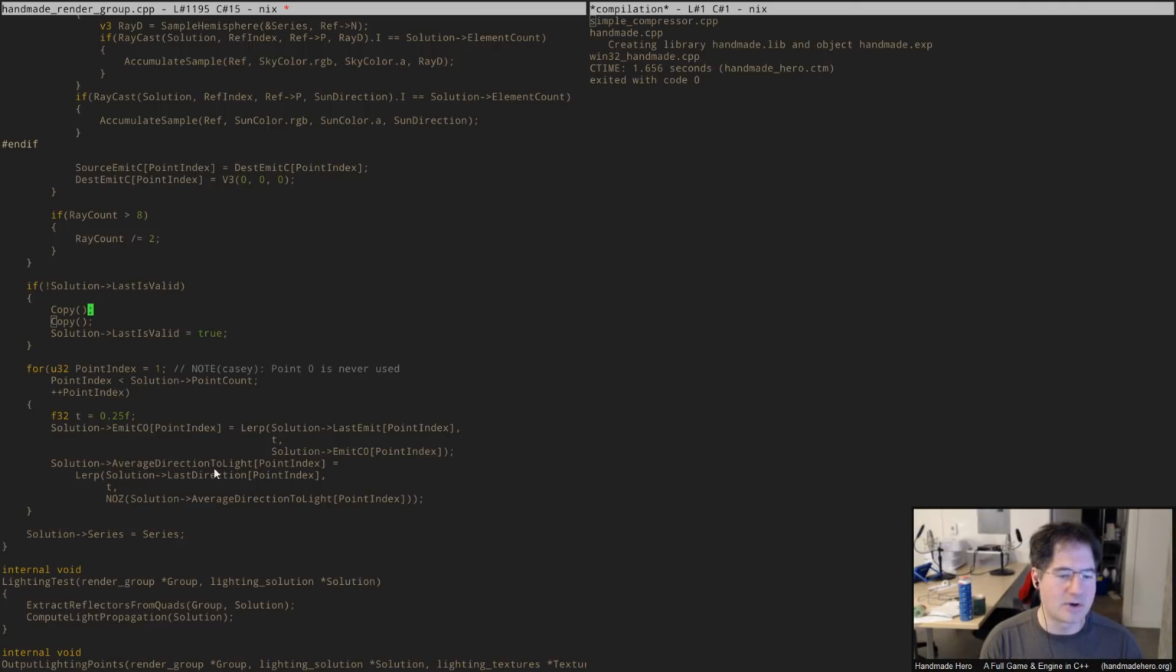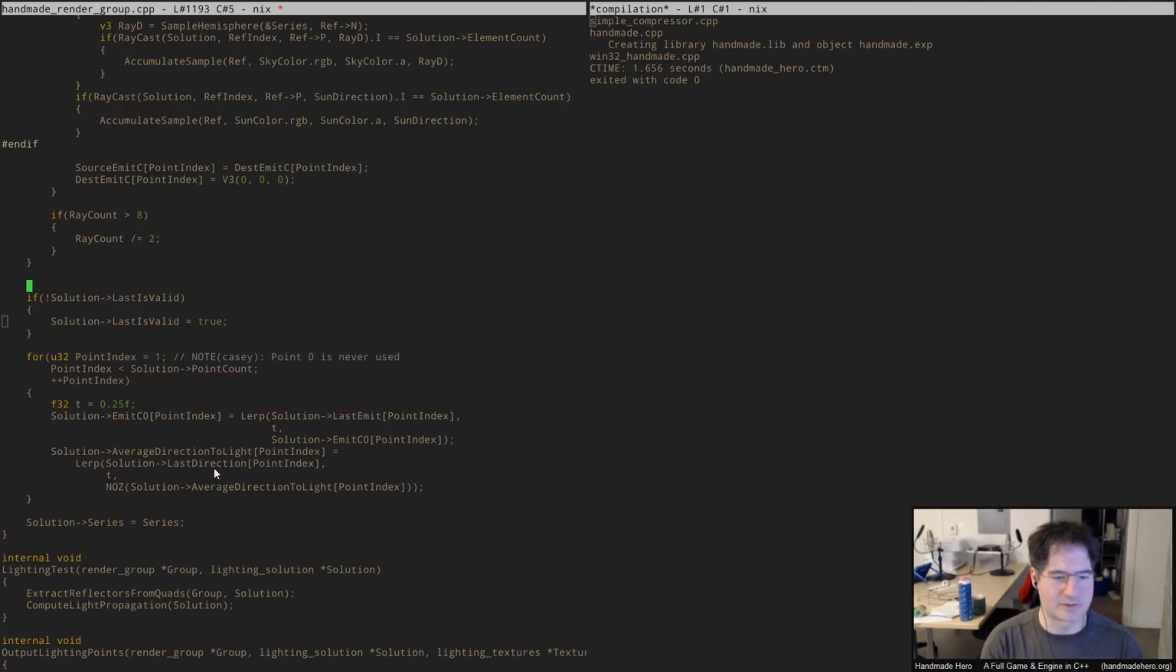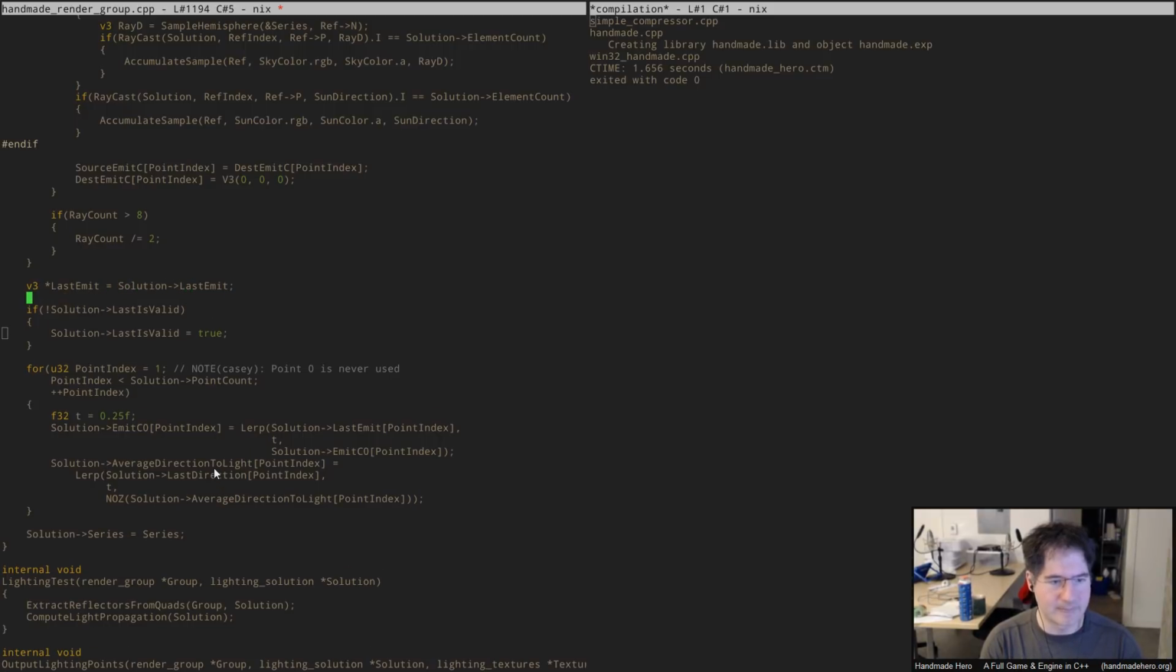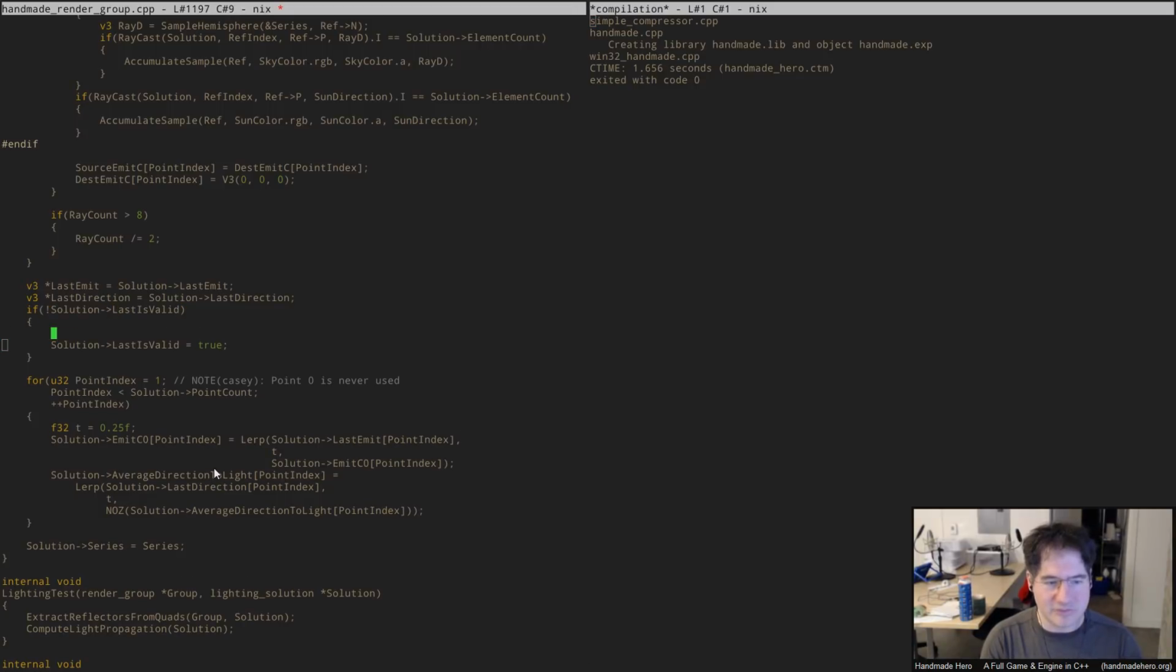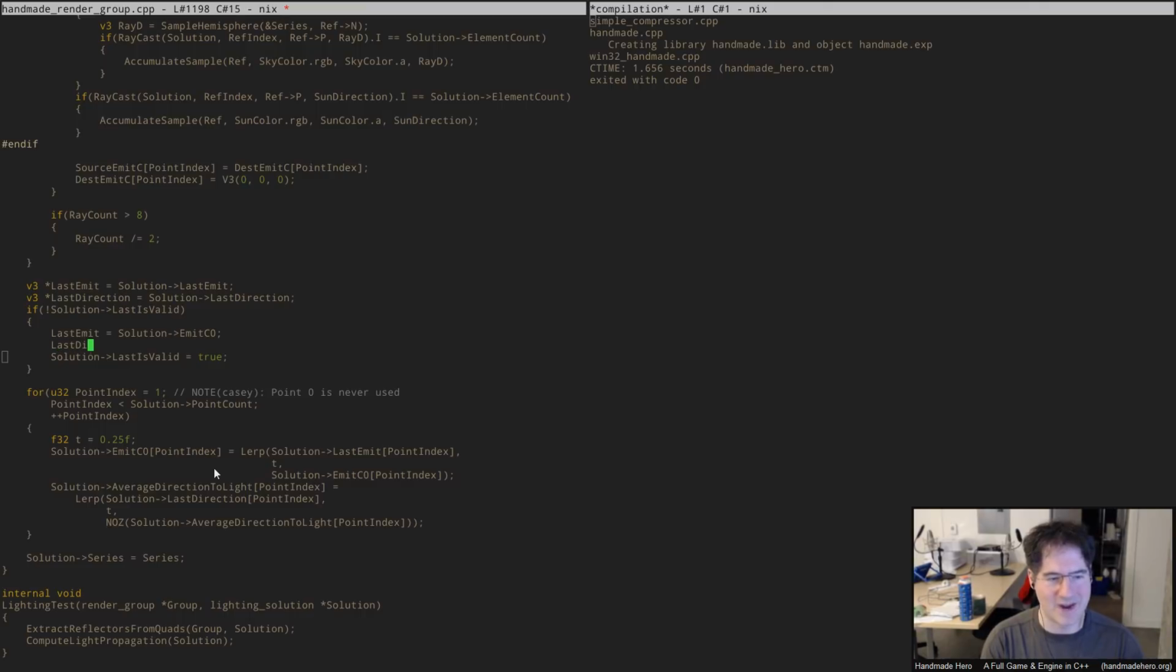So say like, oh, okay. In fact, I don't even need to do a copy. I could just do it like this. I could say last emit equals solution last emit. Last direction equals solution last direction. And then if we don't have a valid lighting solution, then what I can do is say, oh, last emit will actually just be this emit. So it'll just lerp between the value and itself, right? Which will do nothing. So that will prevent us from having that fade in.